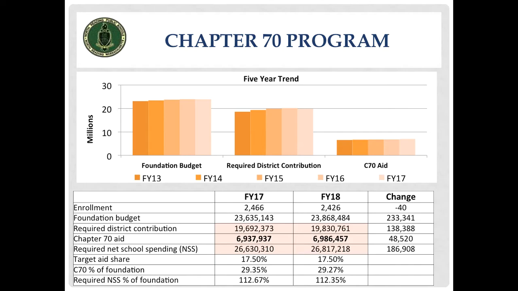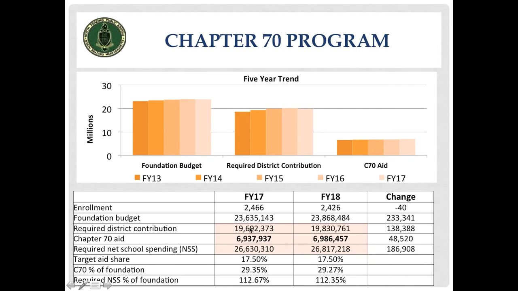Step three is then you would determine the amount of Chapter 70 aid. And this represents the amount of state aid to finance the state share of the foundation budget. It's generally composed of a couple of different numbers, either referred to as foundation aid and or minimum aid. And then essentially the sum of the local contribution, the required district contribution, plus Chapter 70 aid equals what is known as the required net school spending.